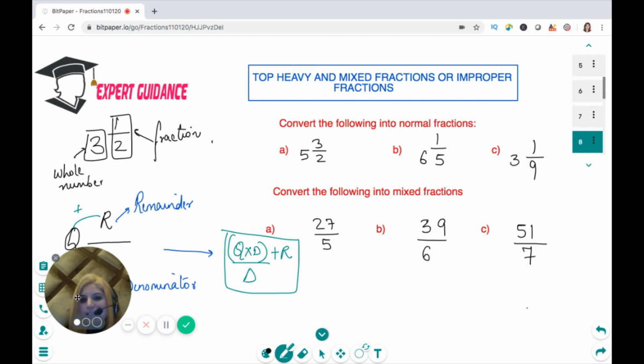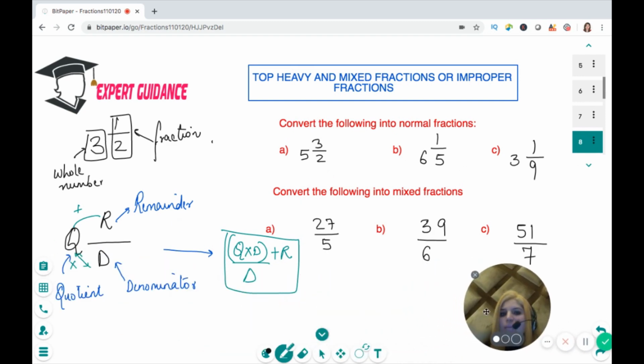Now let's see what are top-heavy or mixed fractions or improper fractions. Top-heavy fraction means when the numerator is bigger than the denominator. So we can write it into this form. Now this form is you have a whole number at the side and then a fraction. Now how you can convert this mixed fraction into a normal fraction, the rule says just multiply these two numbers, the whole number with the denominator, and add the top number. Okay, so you multiply these two and add the top number, that will give you a normal fraction.